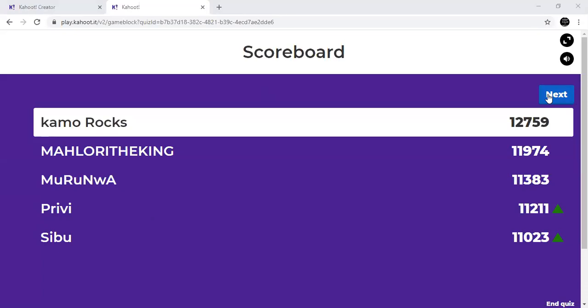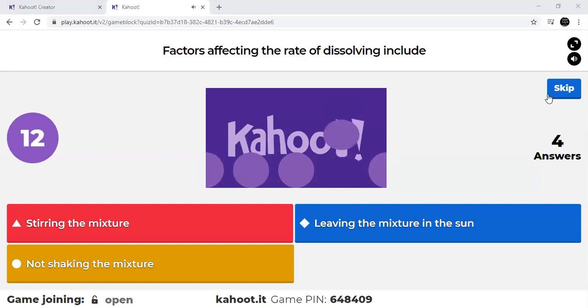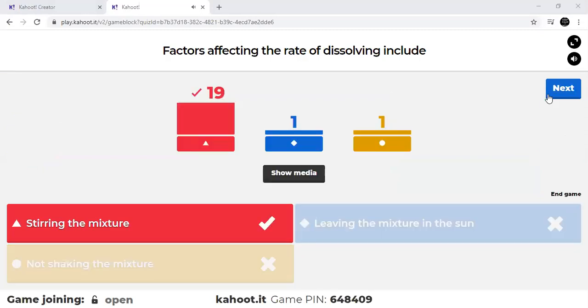Factors affecting the rate of dissolving include... there we go. Guys, leaving the mixture in the sun. Not shaking the mixture. Shaking the mixture actually affects the rate of dissolving, and then stirring the mixture most definitely. All right, beautiful. Okay, next, I think it's the last one.